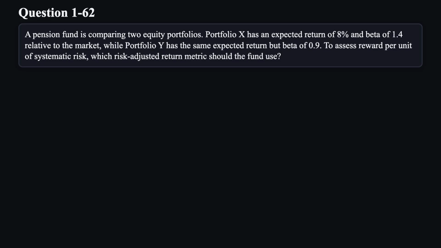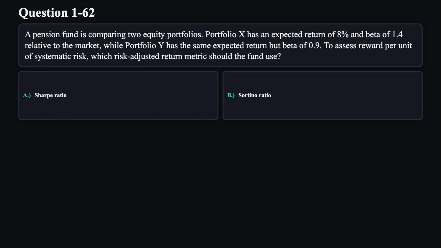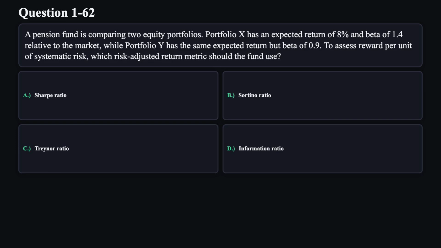Question 62. A pension fund is comparing two equity portfolios. Portfolio X has an expected return of 8% and beta of 1.4 relative to the market, while Portfolio Y has the same expected return, but beta of 0.9. To assess reward per unit of systematic risk, which risk-adjusted return metric should the fund use? A. Sharpe ratio. B. Sortino ratio. C. Treynor ratio. D. Information ratio.